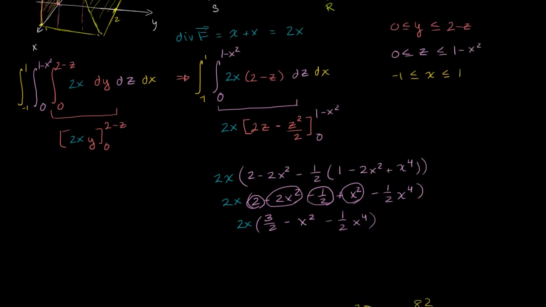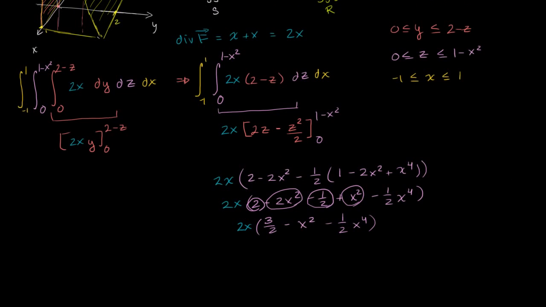And so that's going to give us 2x times 3/2. And I want to make sure I'm doing this slowly so I don't make any careless mistakes. The 2's cancel out. You get 3x, and then 2x times negative x squared is negative 2x to the 3rd. And then 2x times this right over here, the 2 cancels out with the negative 1/2. You have negative x to the 5th. So all of this simplifies to this right over here.